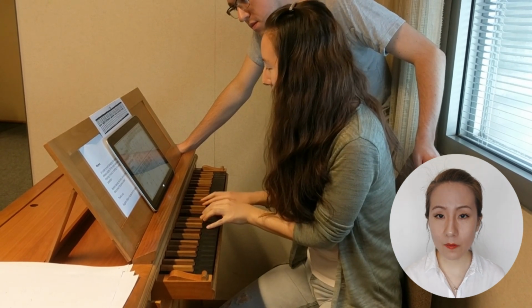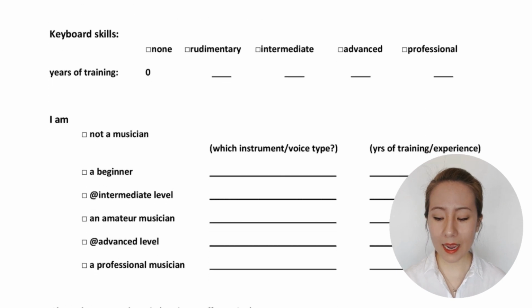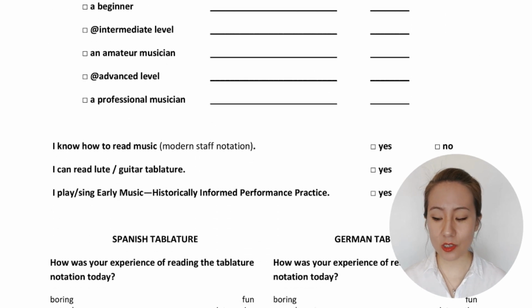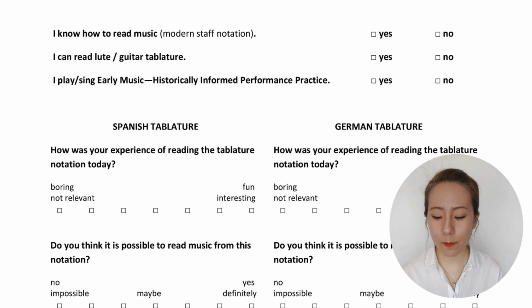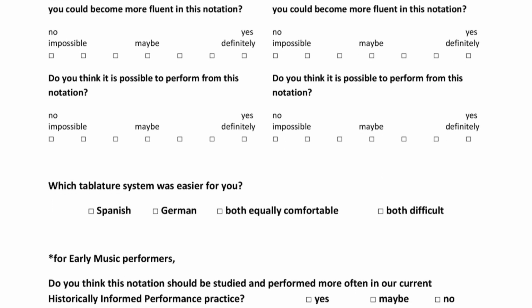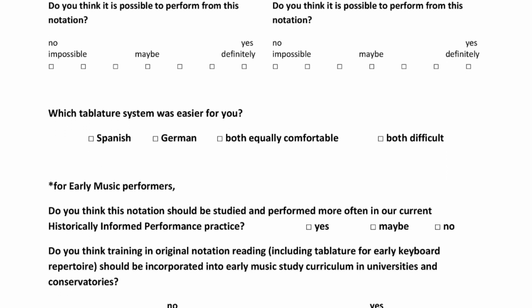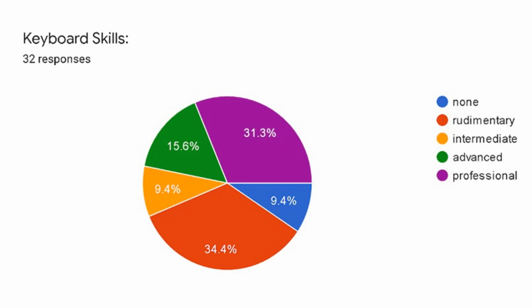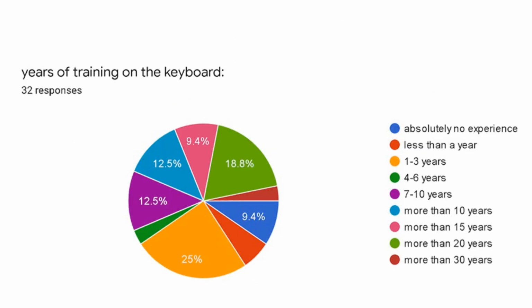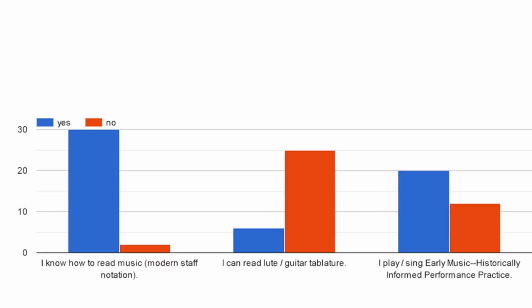I developed a survey form for everyone to fill out, and I asked them four questions after each session. The survey form included some basic personal information, keyboard skills, how many years of training on the keyboard, whether they had previous experience with reading music, or if they knew about tablature, including modern guitar tab, or if they were involved in early music at all.